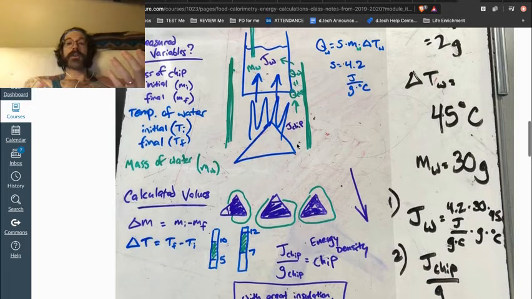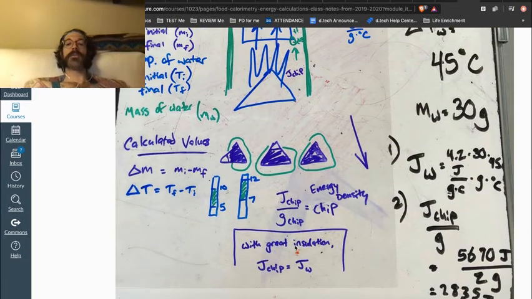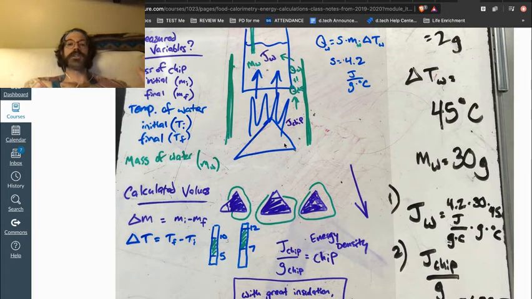So now, if we know what Q W is, and we know what Q chip is, we know how much energy was released from the chip. Now we say, assuming we had great insulation, which you may have had, but you may not have, the energy density of the chip is however much energy was stored in there. So we get J chip by finding Q chip. J chip is going to equal Q chip, just like Q W is going to equal J W.